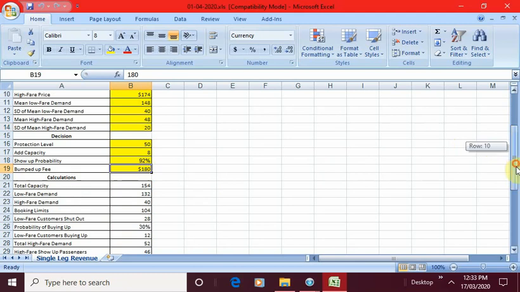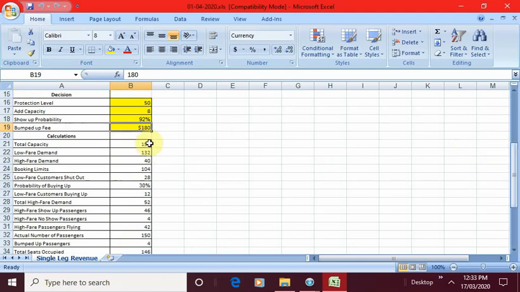The calculations which we saw: 146 plus 8 is 154, the virtual capacity, and then the low fare demand was 132 calculated when high fare demand was 40. Booking limit was 104. Low fare customer shutout were 28. So 104 plus 28 is 132, and 30% of the shutout low fare passengers would buy the tickets for the high fare. That number is 12.